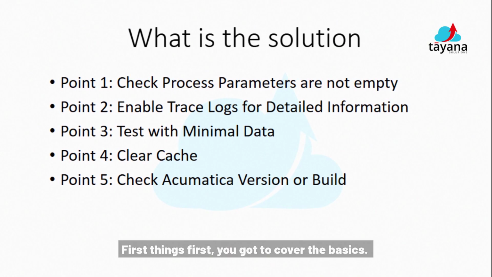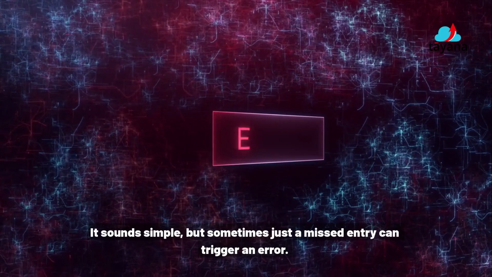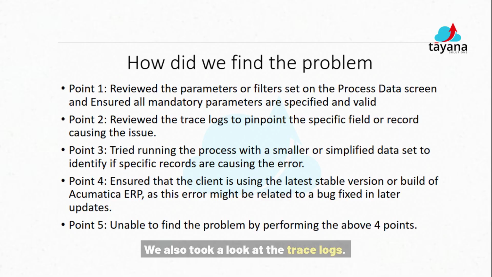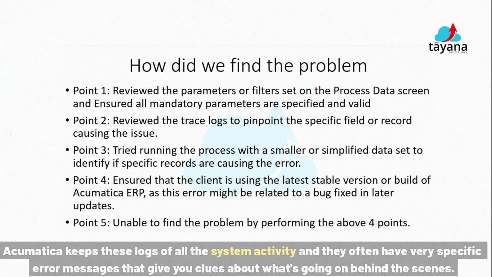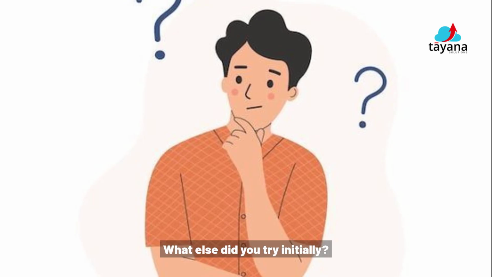First things first, you've got to cover the basics. Are all the required fields filled out? It sounds simple, but sometimes just a missed entry can trigger an error. We also took a look at the trace logs. Acumatica keeps logs of all the system activity, and they often have very specific error messages that give you clues about what's going on behind the scenes. So it's checking for obvious mistakes and then digging into the system's own record of what happened. Exactly.